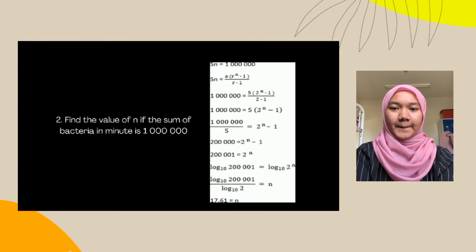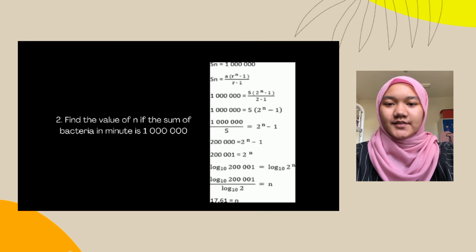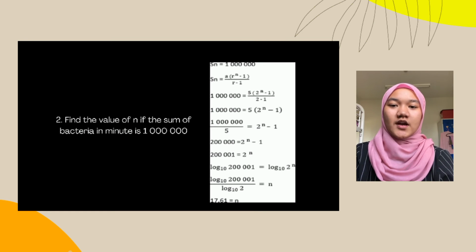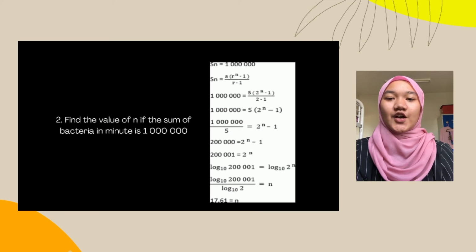Solution to problem number 2. Find the value of n if the sum of bacteria is 1 million. To solve this problem, we use the formula Sn equal to a multiplied by r to the power of n minus 1 divided by r minus 1. The Sn given was 1 million bacteria, our a is 5, the r that we found is 2, and n is what we need to find. To find n, we just replace the formula with the information that we're given.